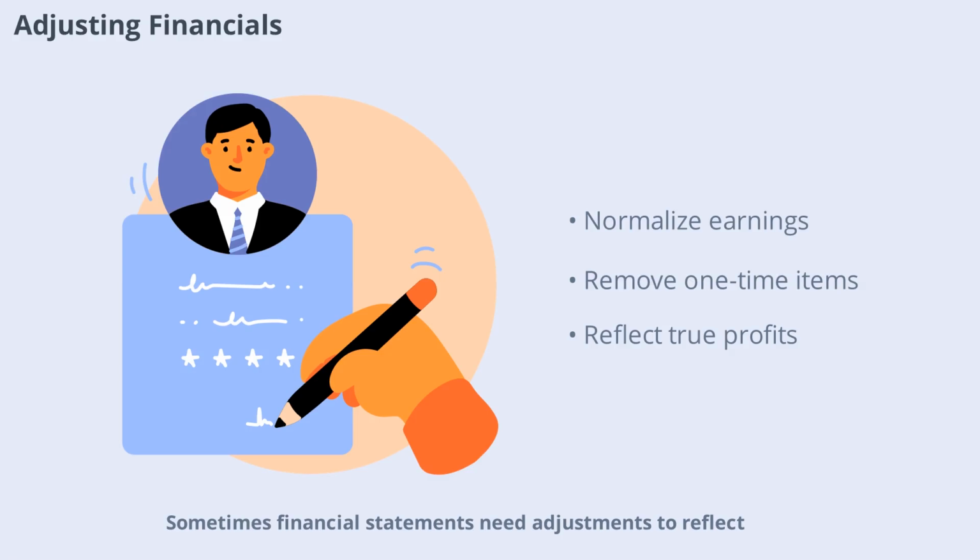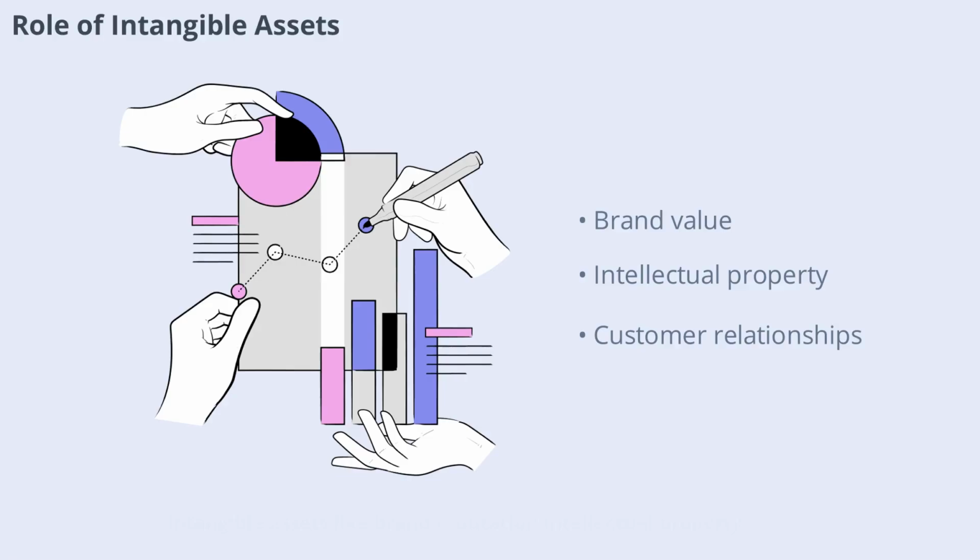Sometimes, financial statements need adjustments to reflect the true earning power of a business. This could involve normalizing earnings by removing one-time expenses or non-operating income. Adjustments ensure that the valuation is based on sustainable, recurring profits, giving a clearer picture of what the business can deliver in the future.